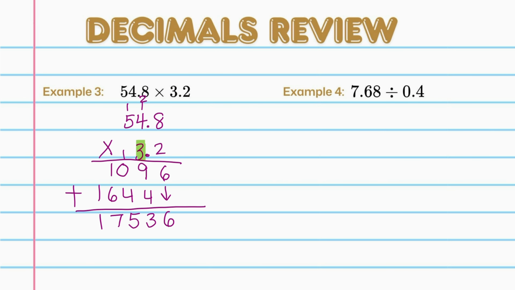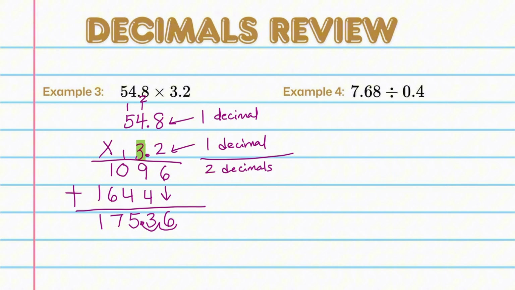All we do is count the number of decimal places in our question, and then that's how many decimal places we move in our answer. So we have 1 decimal place here, and then we have 1 decimal place here. So that means we have a total of 2 decimal places. So that means I'm going to move 2 decimal places. So going here, 1, 2, this is my answer. My answer is 175 and 36 hundredths.